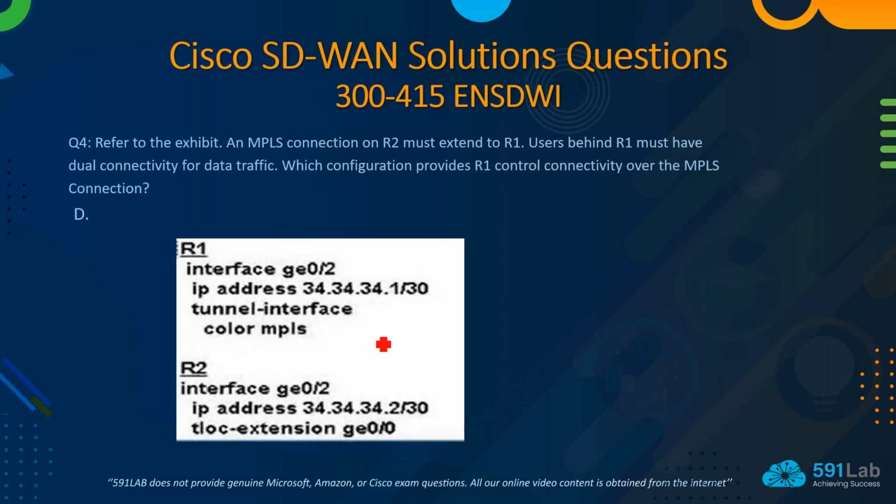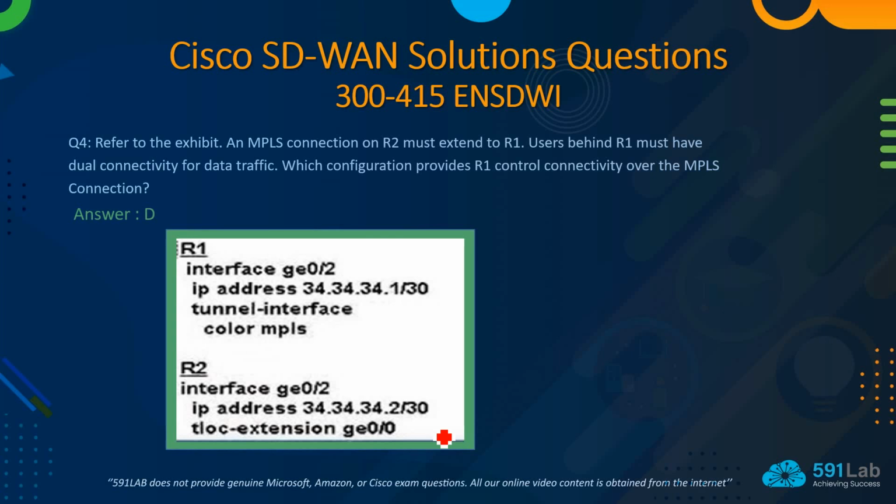So this is the only thing that makes this syntax not correct. Let's move to D. As you can see here, we have the tunnel interface, which is correct, the color MPLS, which is correct, and we have here the TLOC extension of gig 00, which is correct. So the correct answer should be D.